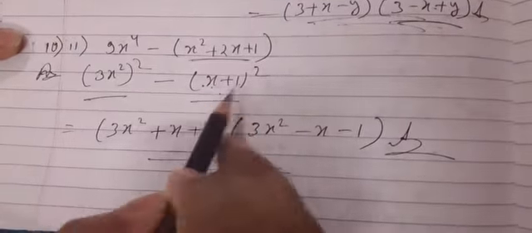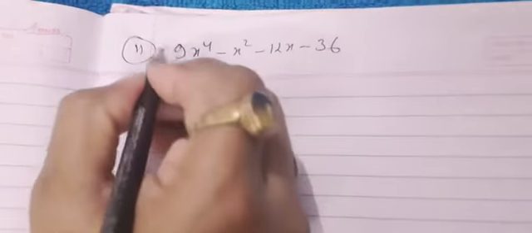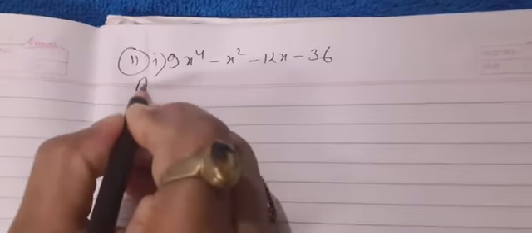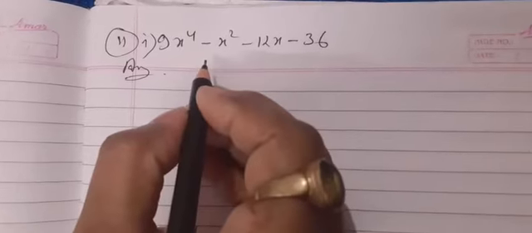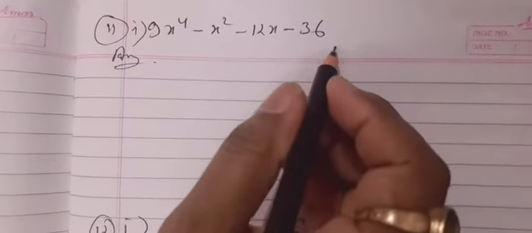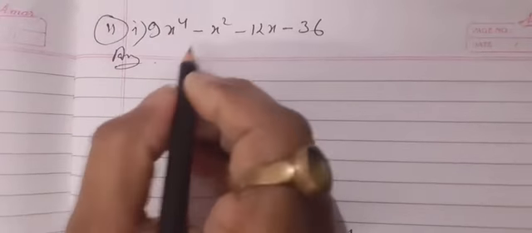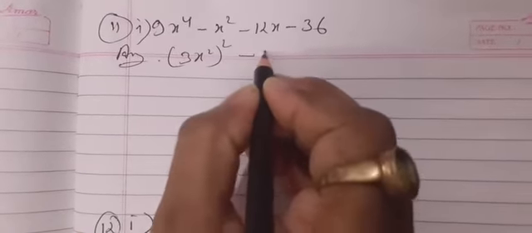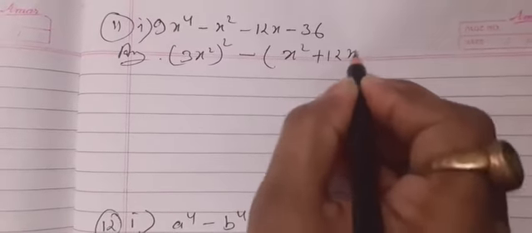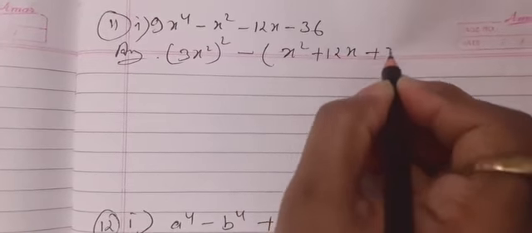Okay, now see question number 11 first. Solve the second one, though both are similar, so I have chosen any one randomly. Now 11th one is 9x to the power 4 minus x square minus 12x minus 36. Now again I can see that 9x to the power 4 means what? It is 3x square whole square, and if I take minus common, then what are the numbers here? It is x square plus 12x plus 36.